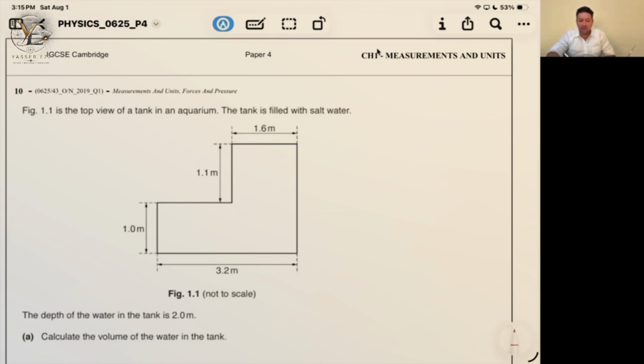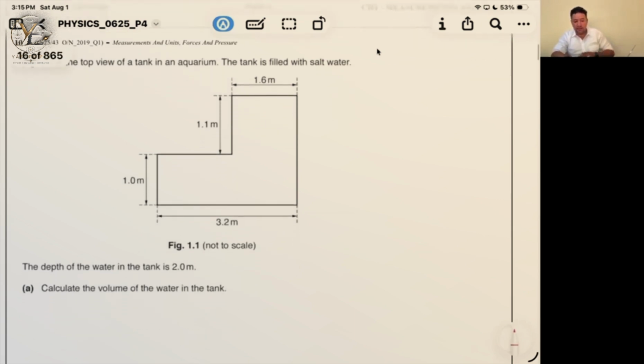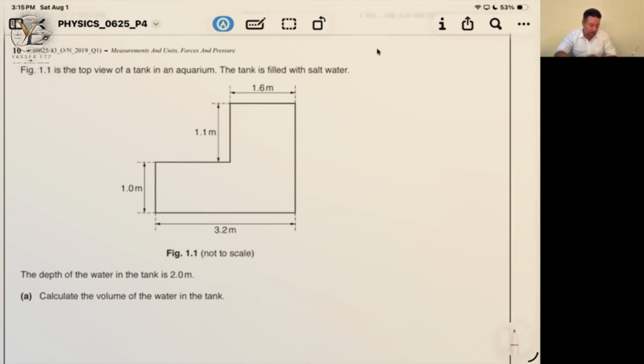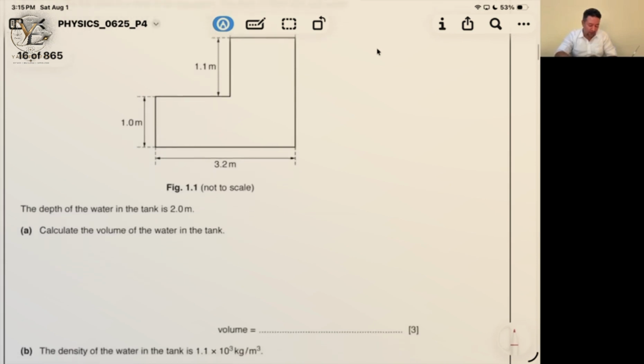The tank is filled with salt water. The depth of the water in the tank is 2.0 meters. Calculate the volume of the water in the tank. So we need to find the area of the surface, and then we are going to multiply it by the depth. It will give us the total volume.